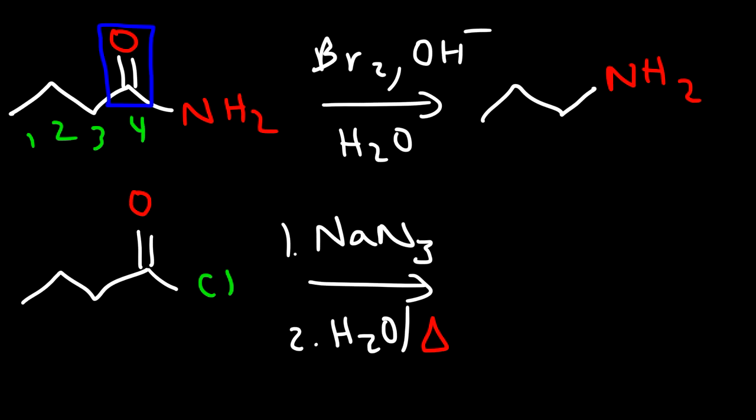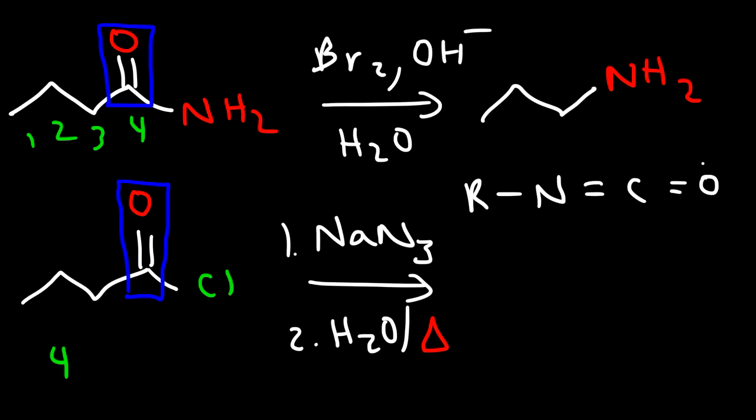Now the effect will be very similar. So we started with 4 carbons and we're going to have 3. So we're going to lose the carbonyl group. The intermediate for this reaction is an isocyanate intermediate. It looks something like this. It's an R group with an N double bonded to a carbon, double bonded to an oxygen.